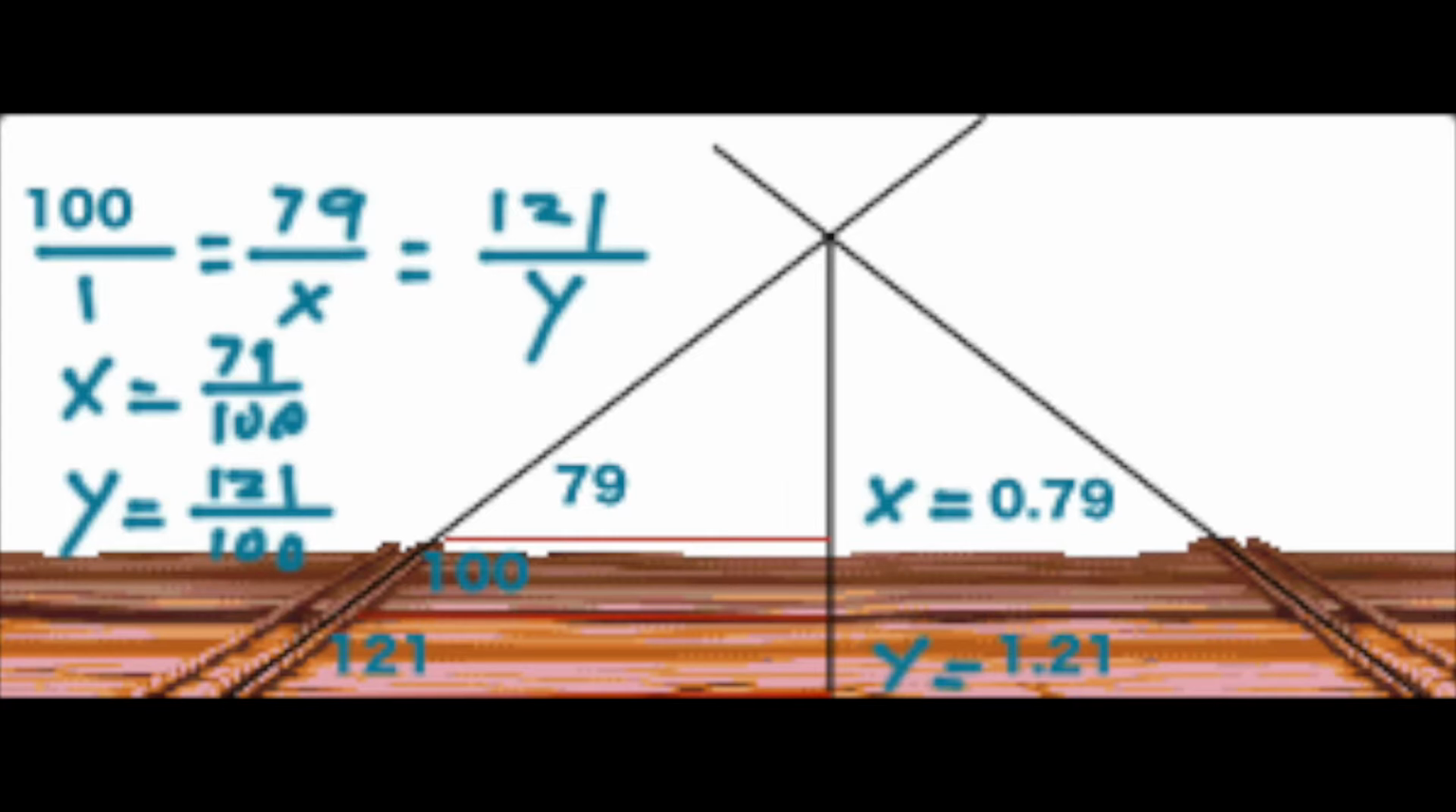Based on this knowledge, we can easily form a formula: 100 divided by 1 equals 79 divided by x, where x is the upper boundary delta, and also equals 121 divided by y, where y is the bottom boundary delta. Now we can use some simple division to calculate x equals 0.79 and y equals 1.21.